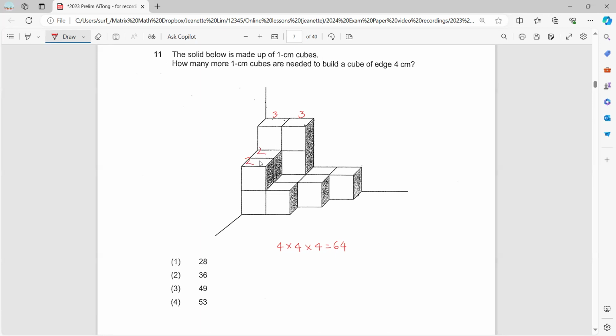Then how many of one layer are there? 1, 2, 3, 4, 5. So 3 times 2 plus 2 times 2 plus 5. So 6 plus 4 is 10, 10 plus 5 is 15. How many more do we need? We'll take 64 minus 15, which is 49. Okay, so option 3.